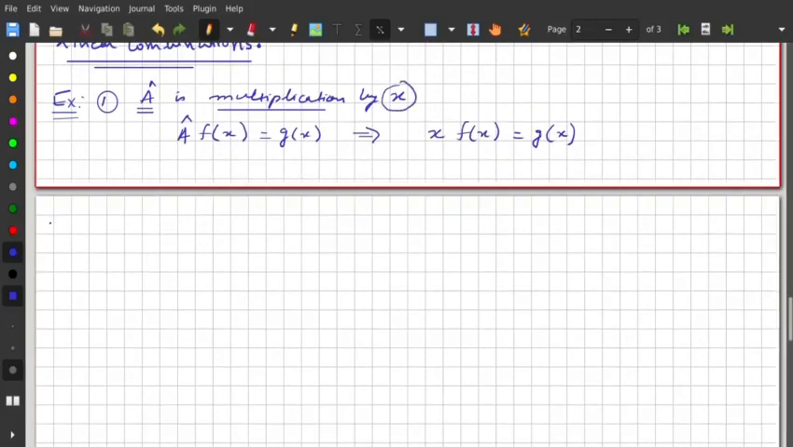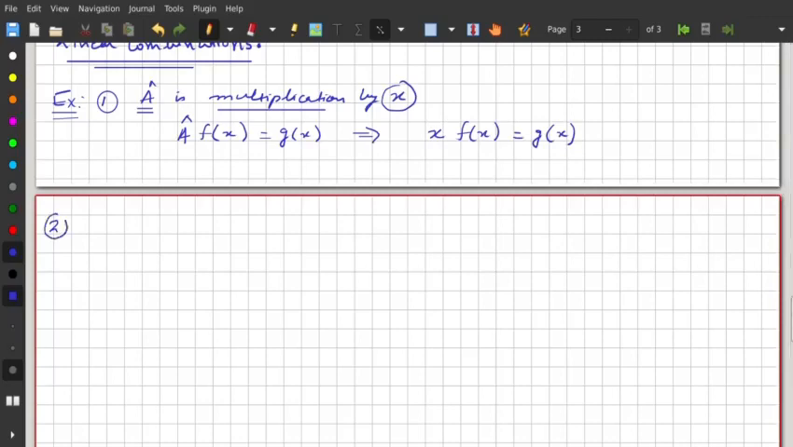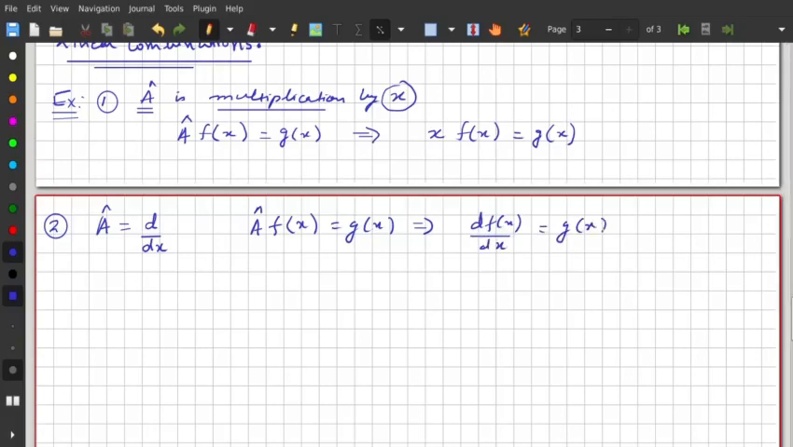Okay, another very useful example, that I think we have seen in disguise before in our calculus courses, where we can think about the derivative itself as an operator. So what we can do is we can say, okay, so A hat is the derivative operator. Okay, so that means A hat acting on f is g of x, and this translates to the derivative of f of x is g of x.